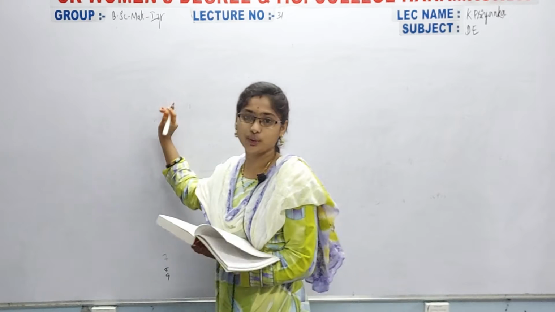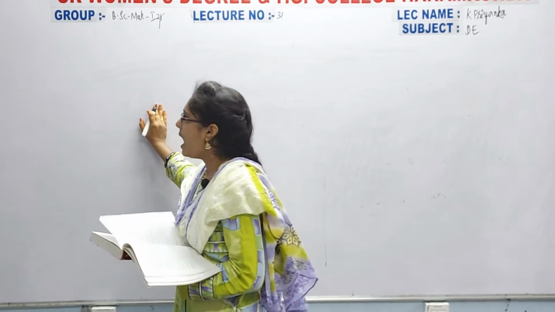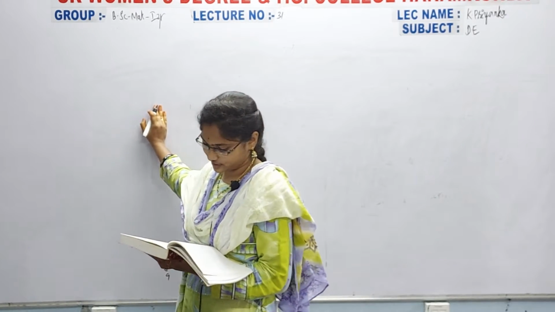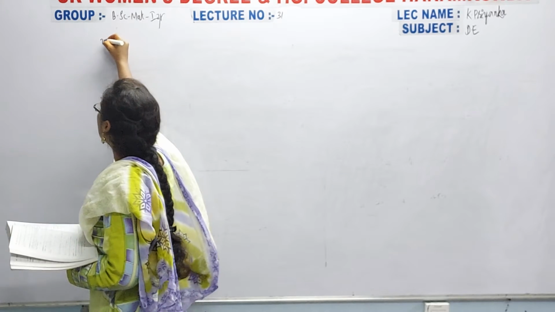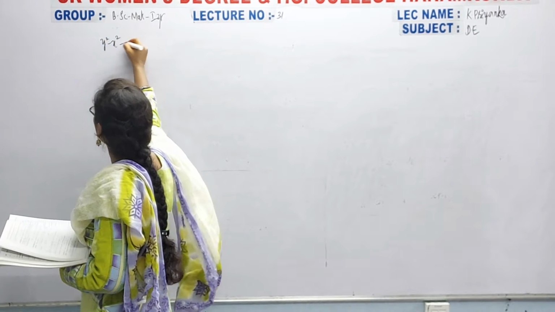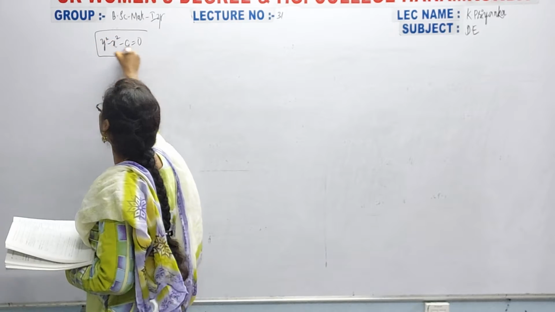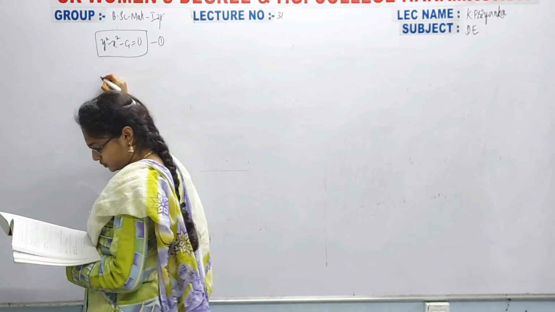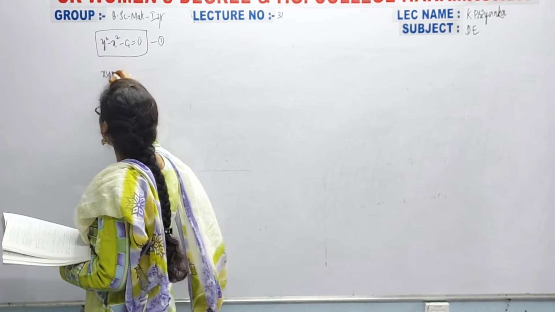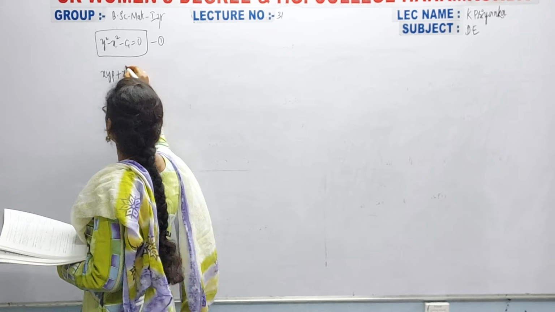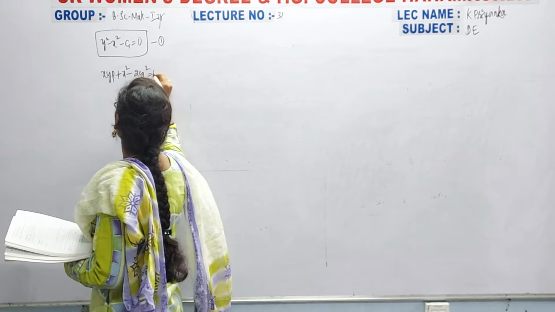So here the question is: solve xy square of p square plus 2 equal to 2py cube, and so on. For the first factor, we have a solution: y square minus x square minus c1 equal to 0. We have this solution. And next we have the equation xyp plus x square minus 2y square equal to 0.